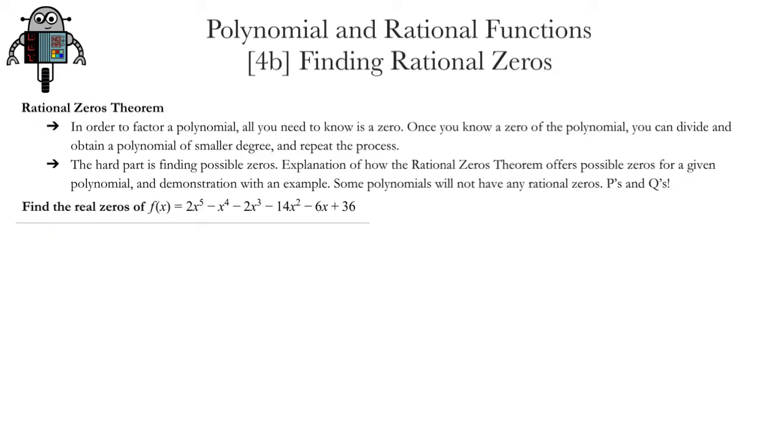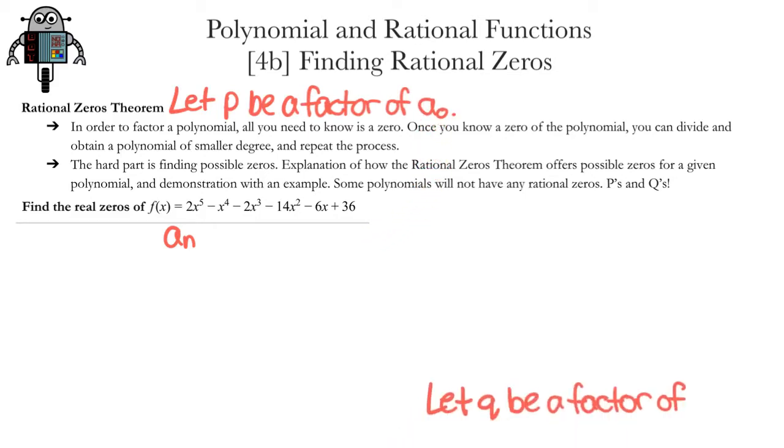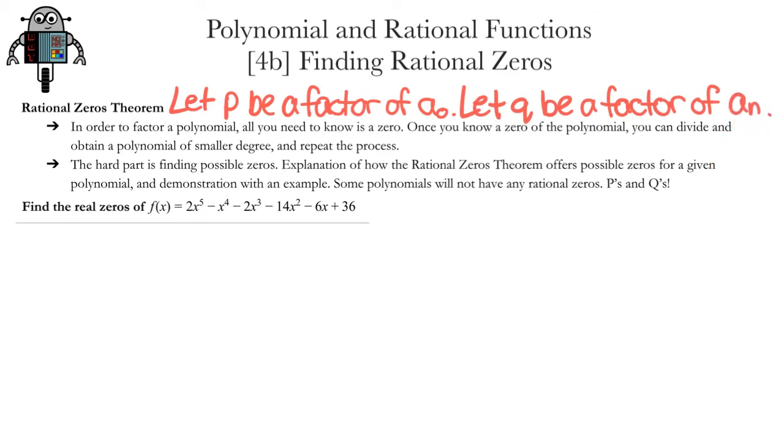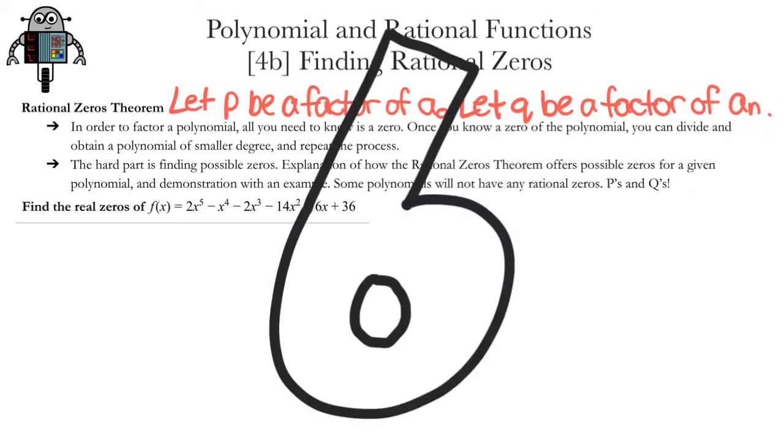The first thing we need to cover is the Rational Zeros Theorem. Remember how the standard form of a polynomial function starts with a sub n x to the n? And remember how it ends with a sub 0 x to the 0, the y-intercept? Well, the Rational Zeros Theorem uses a sub 0 and a sub n. First, it says let p be a factor of a sub 0 and q be a factor of a sub n. So if a sub 0 is 6, p can be positive or negative 1, 2, 3, or 6.